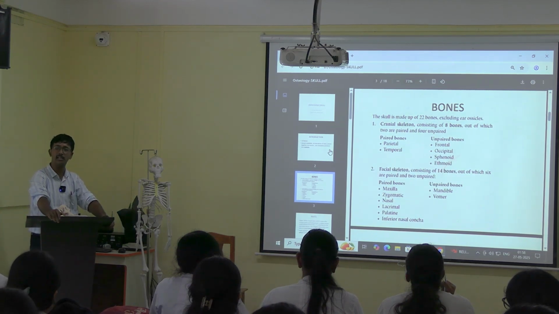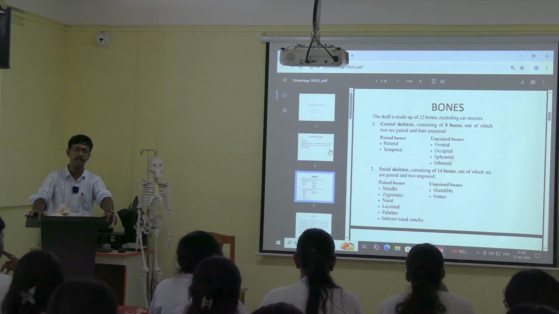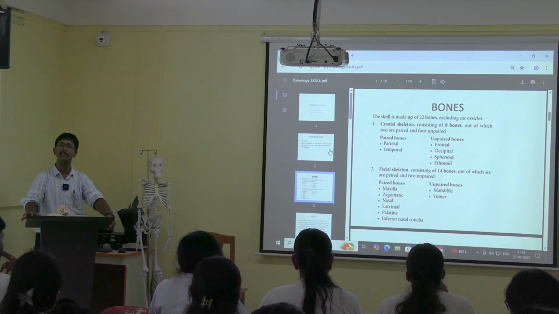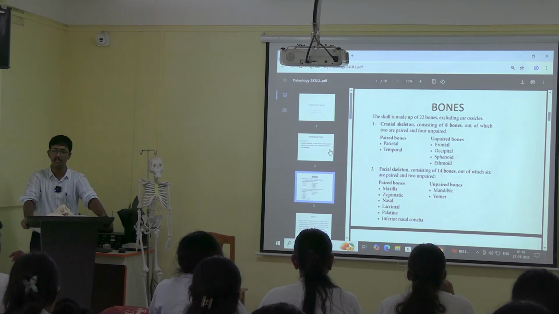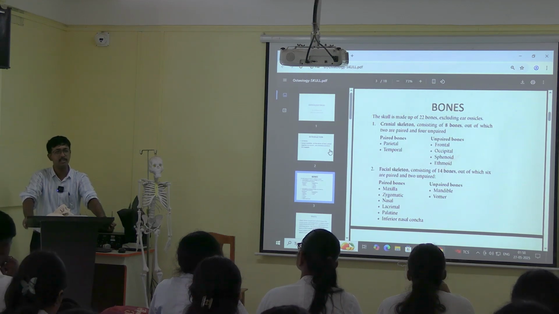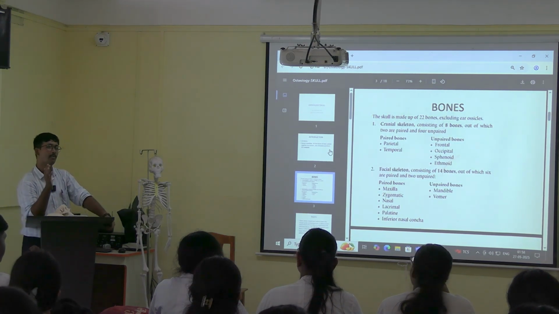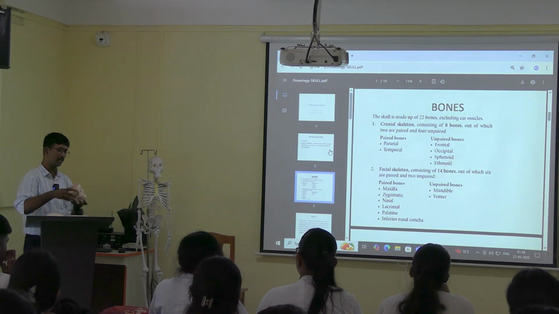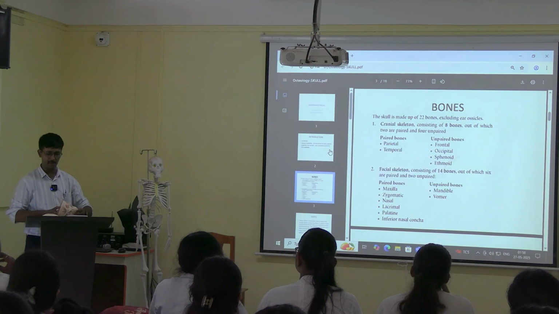So what are the ear ossicles? Malleus, incus and stapes. So where are they present? They are present in the middle ear. So excluding them, all the bones of the skull together are 22 in number. Some of them are paired and some of them are unpaired.